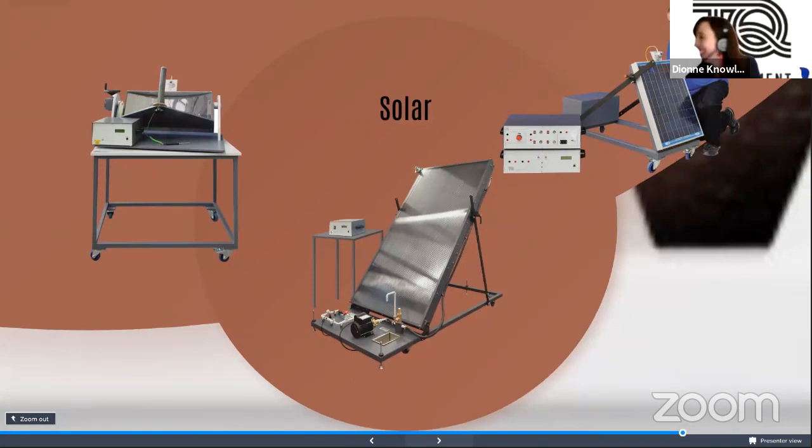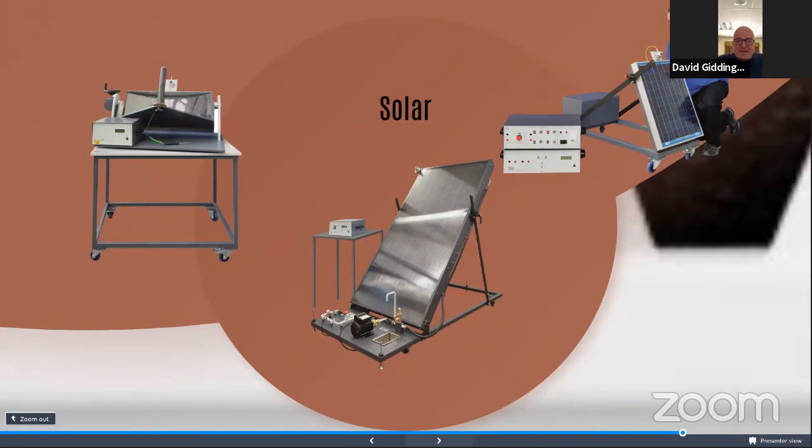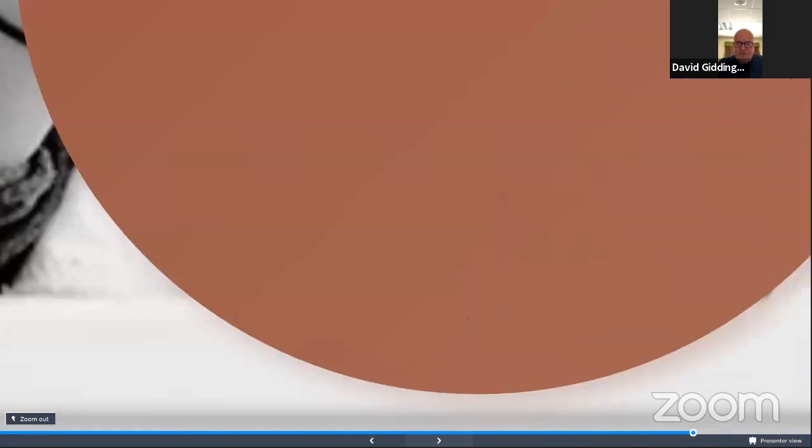Very smooth. Well, the solar equipment, this range looks at the core principles of solar energy. So we have a solar collector, photovoltaic cells, a thermal energy collector, and focusing solar energy collectors. We can learn about the effectiveness and the efficiencies of these systems and also their limitations. So that just about covers solar.